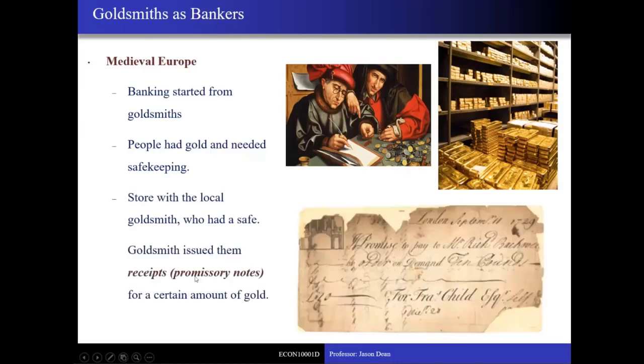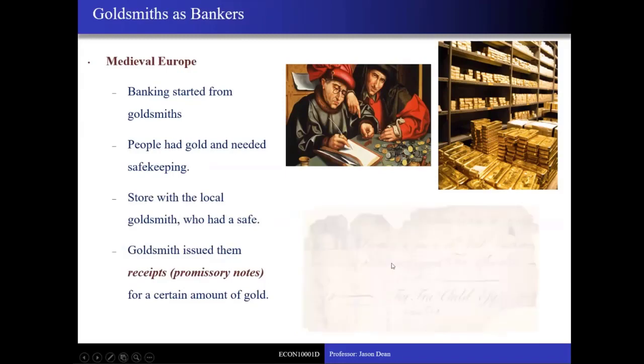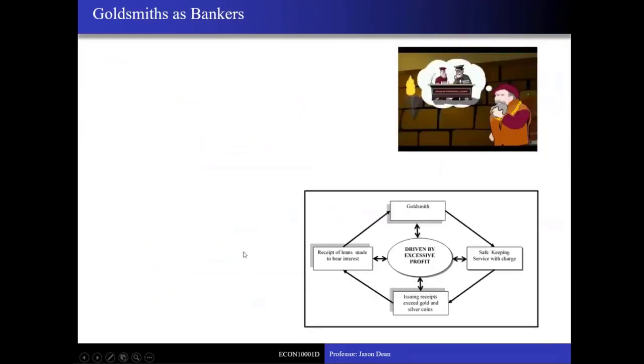And what the goldsmith would do was issue a promissory note or a receipt for a certain amount of gold. So it's basically like an IOU. You would go deposit your gold and you get this piece of paper that gives you claim to gold from that goldsmith. And that's a promissory note. So that was an example of one.